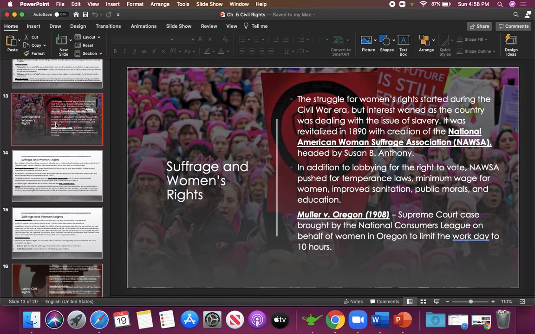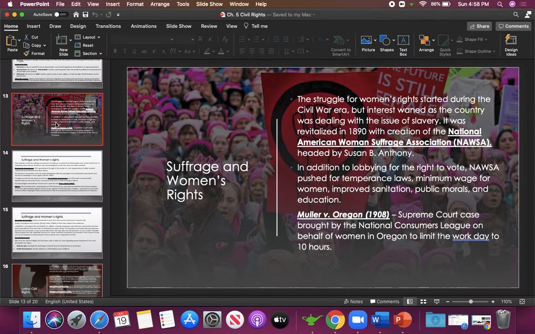So, temperance laws, if you're not familiar, are laws having to do with alcohol consumption, which we will eventually get to with prohibition. That is not successful. But there are a lot of things that the women's movement is responsible for that we often don't acknowledge.